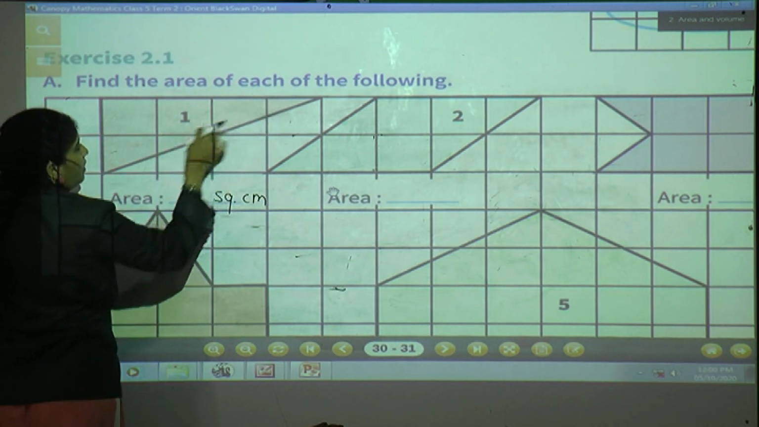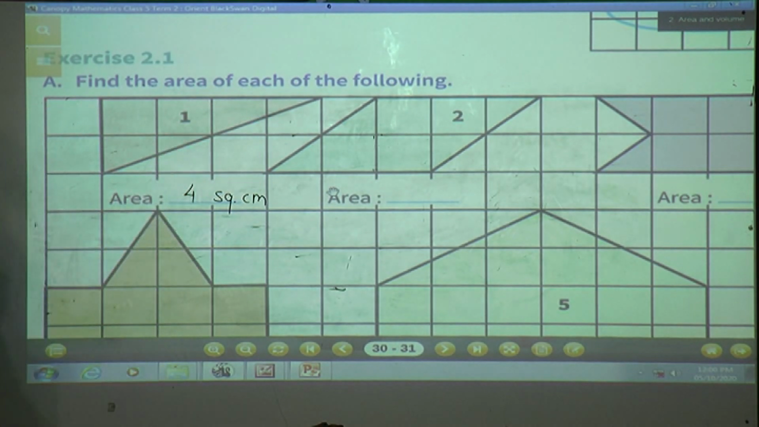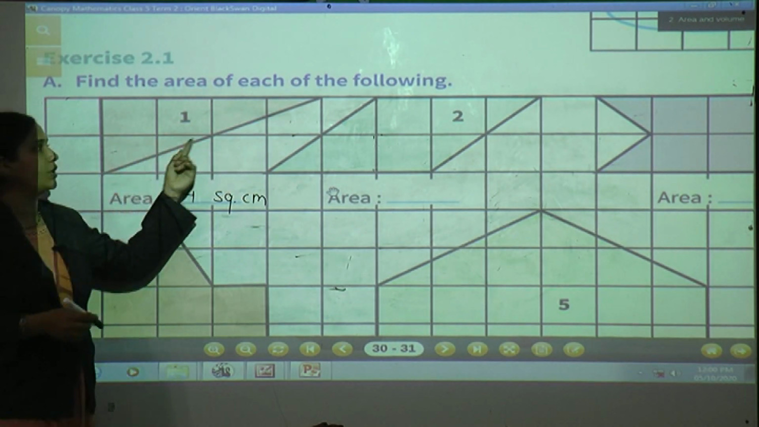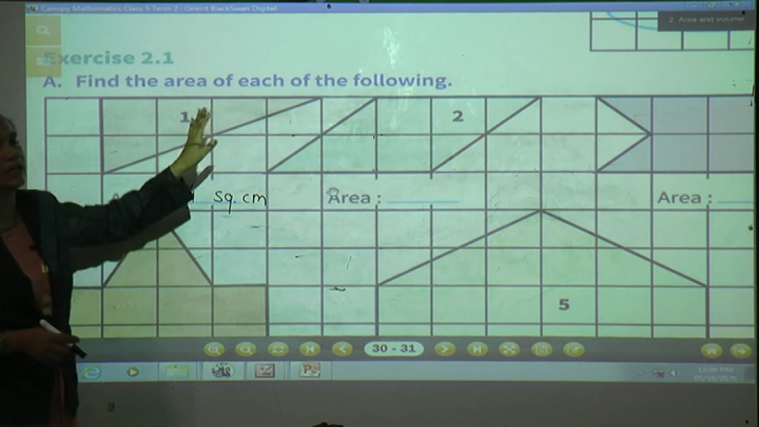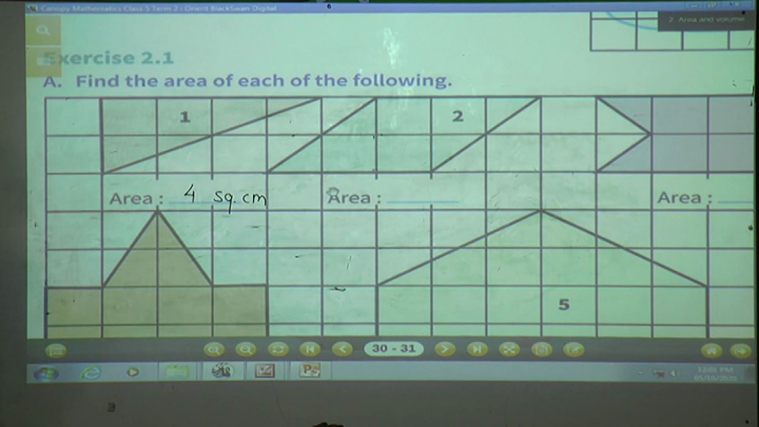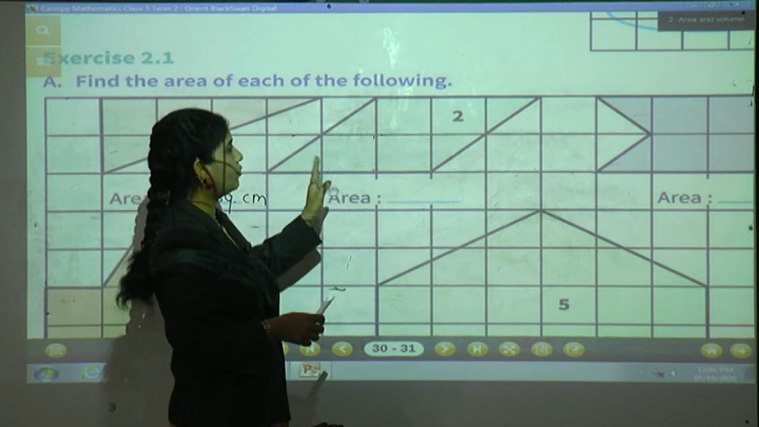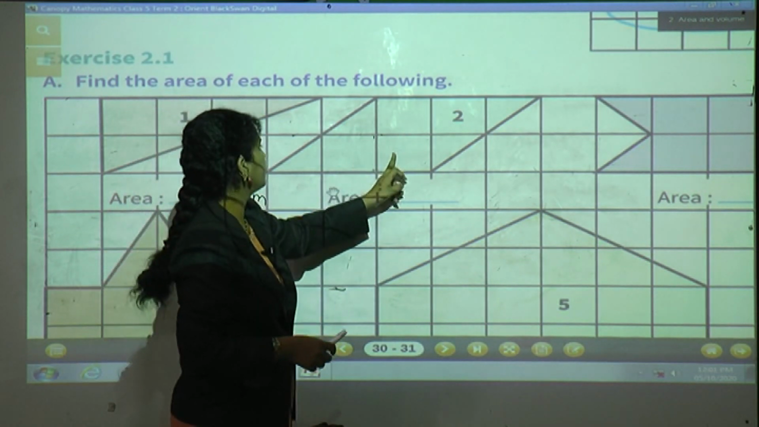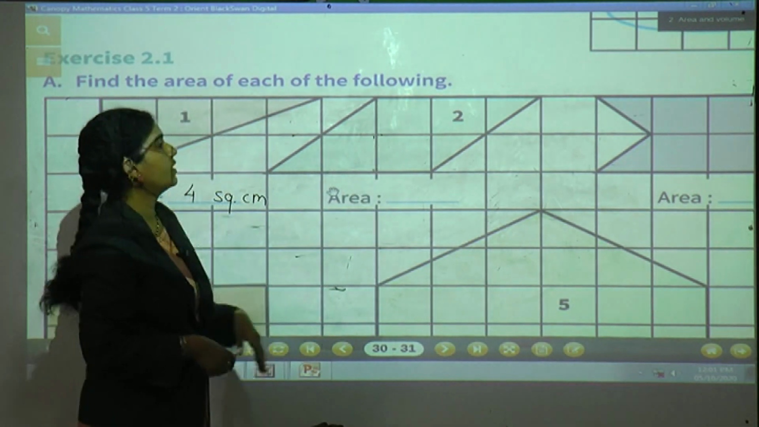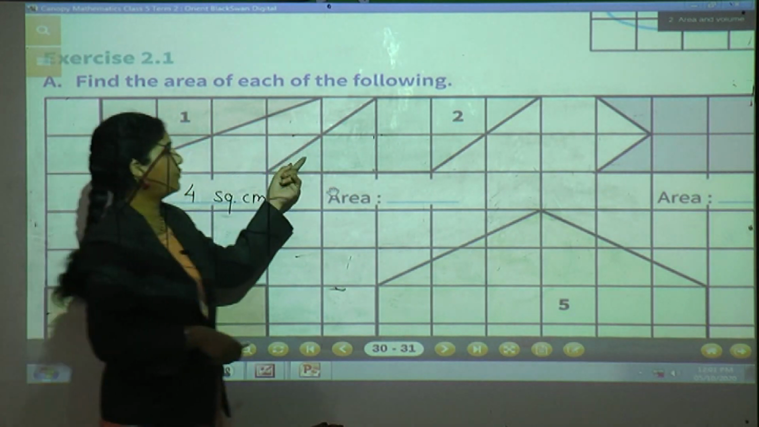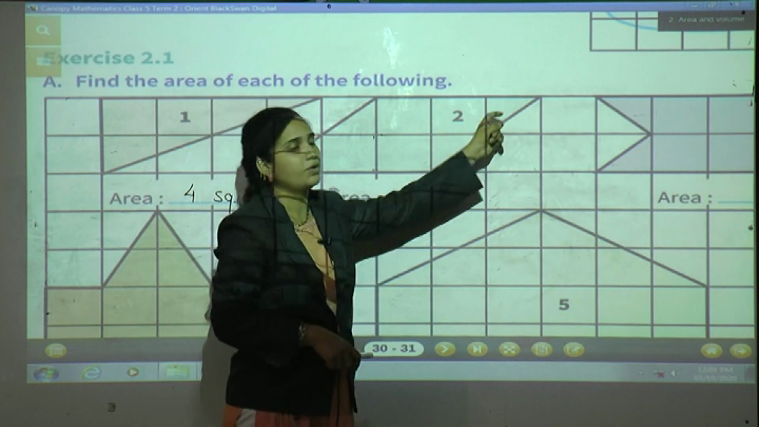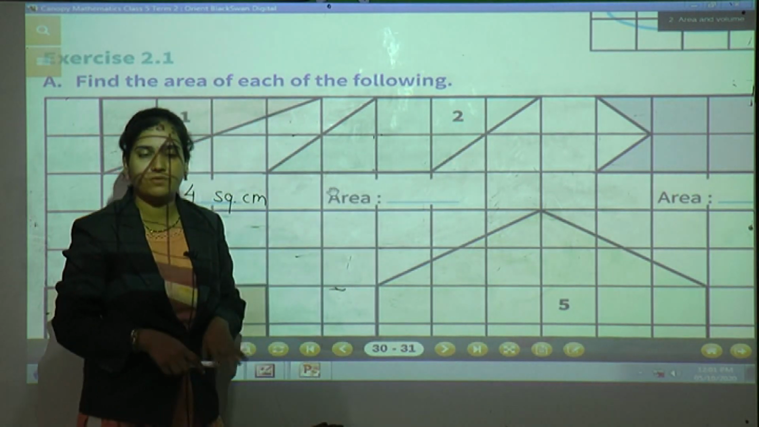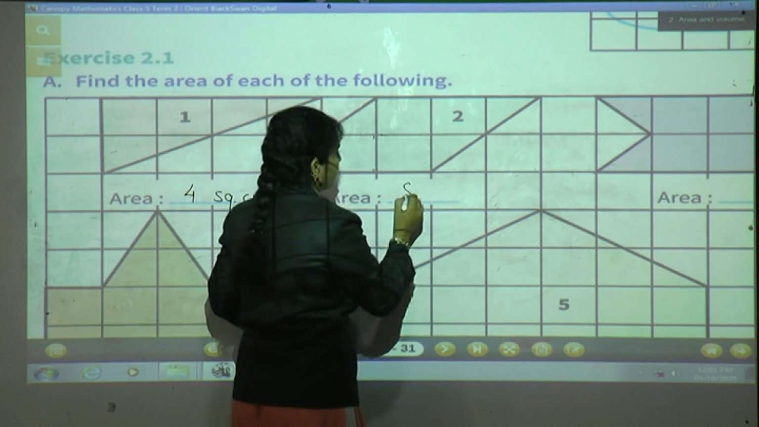These are less than the half. So that's why we will not count it. So just take full squares and half or more than half squares. Again we'll see second one. Here first count full squares. 1, 2, 3, 4, and again these 4 are the half squares. 1, 2, 3, 4. That's why 4 plus 4, yes, 8 square centimeter.